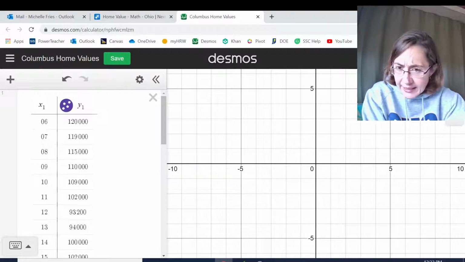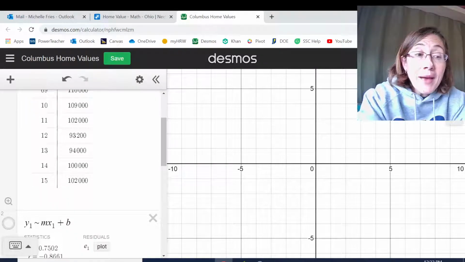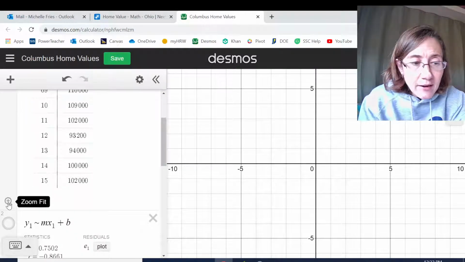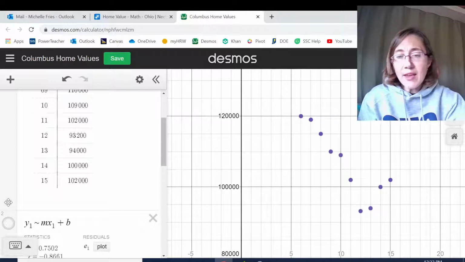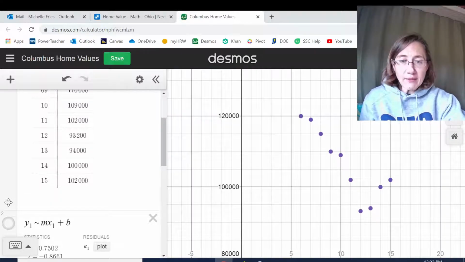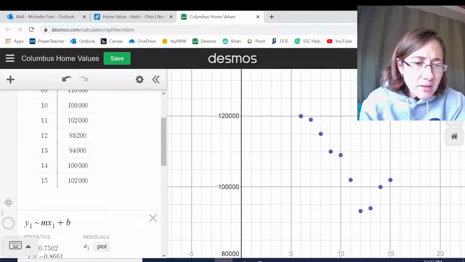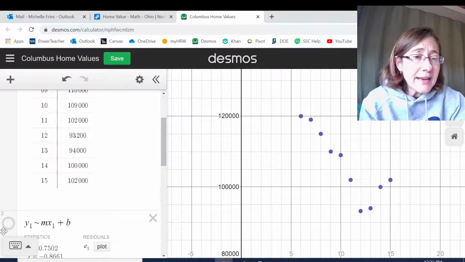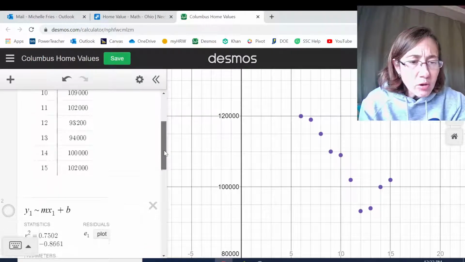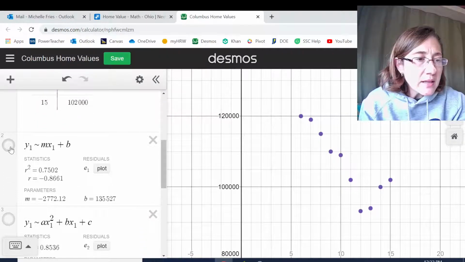And if you look, I don't see any data. But do you remember the little magnifying glass that's over here? If I click that, zoom fit, okay, there's my house values. So we can see that the house values had a bit of a dip in them, but they're on the rebound right now.